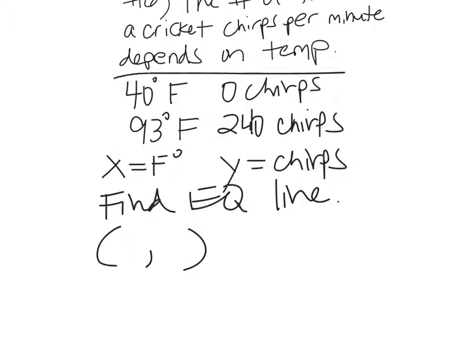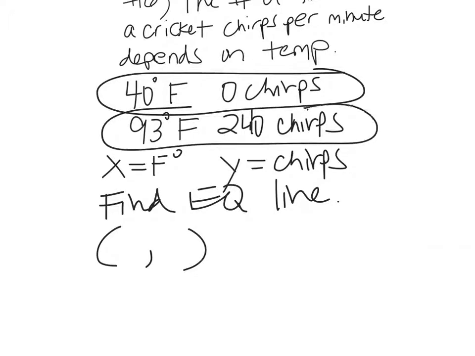Because they gave me 2 pieces of information, and those pieces of information that go together are going to be points on my line. They also told me that X is Fahrenheit, so make sure that whatever temperature goes first in your points, and then chirps goes second. So 40 degrees goes with 0, and 93 goes with 240. Now you can pretend this is just a problem I gave you with bigger numbers than usual, and you have to find the equation of the line.